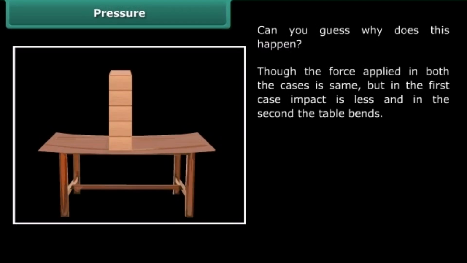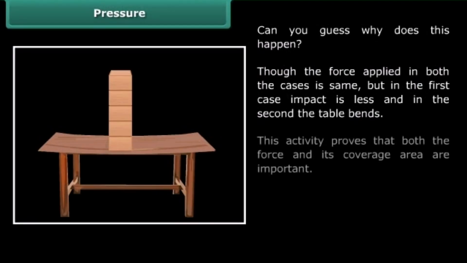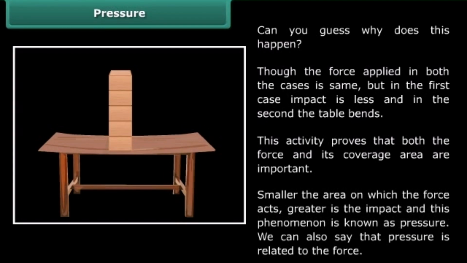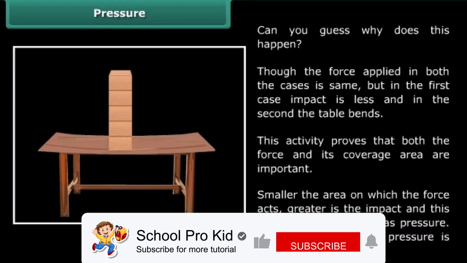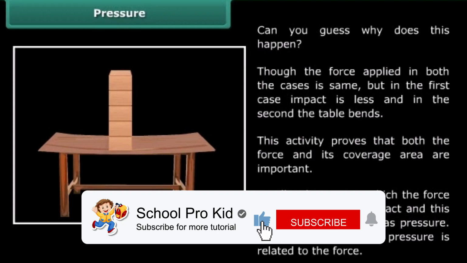Though the force applied in both the cases is the same, in the first case, the impact is less, and in the second, the table bends. This activity proves that both the force and its coverage area are important. The smaller the area on which the force acts, the greater is the impact, and this phenomenon is known as pressure. We can also say that pressure is related to the force.